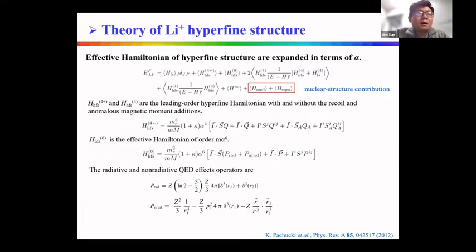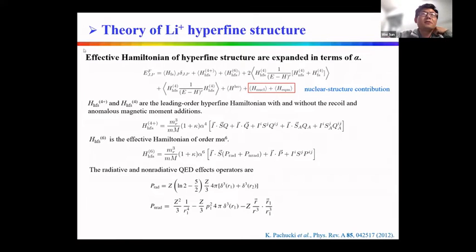Our theoretical treatment of the lithium ion hyperfine structure is similar to that of Pachucki on the helium-3 atom. As is shown, we expand the effective Hamiltonian of hyperfine structure in terms of alpha. Here, the first term is the effective operator responsible for the fine structure splitting in the absence of the nuclear spin.